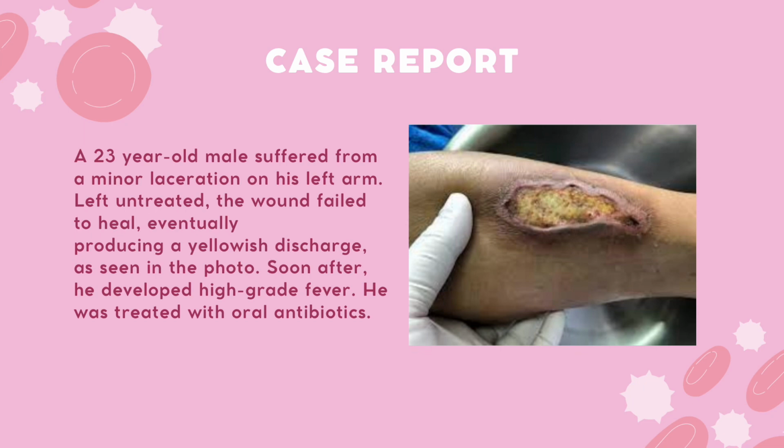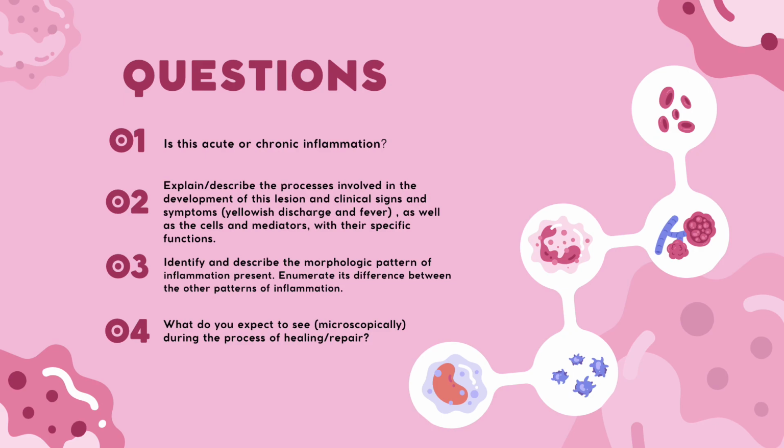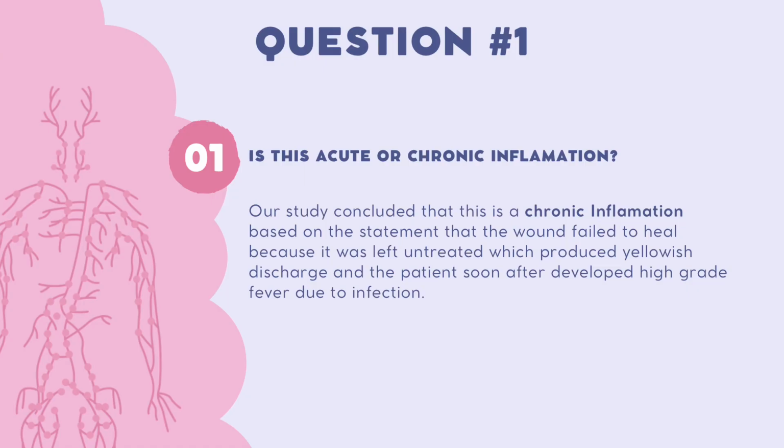Case report. A 23-year-old male suffered from a minor laceration on his left arm. Left untreated, the wound failed to heal, eventually producing a yellowish discharge. As seen in the photo, soon after he developed a high-grade fever. He was treated with oral antibiotics. So here are the following questions.